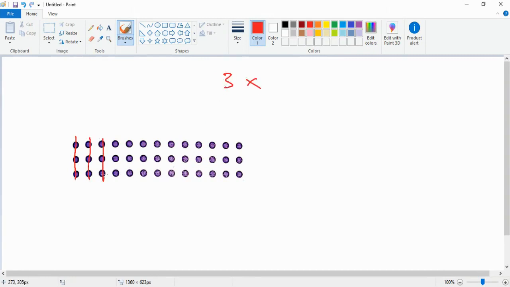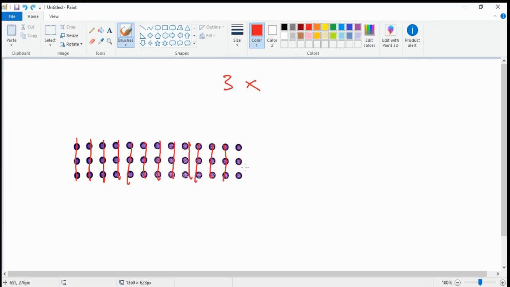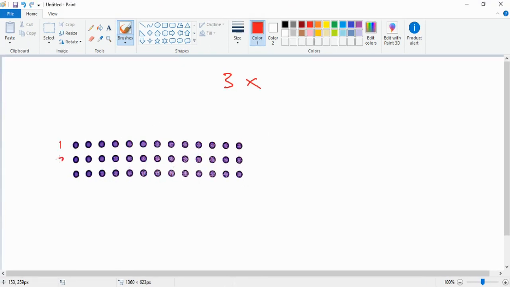So 1, 2, 3, 4, 5, 6, 7, 8, 9, 10, 11, 12, 13. There's 13 there. You might prefer just numbering the rows 1, 2, and 3, and then numbering the top. That way you can create your multiplication sentence. This is something we did way back in grade 3, I think it was. So you have 3 times 13.